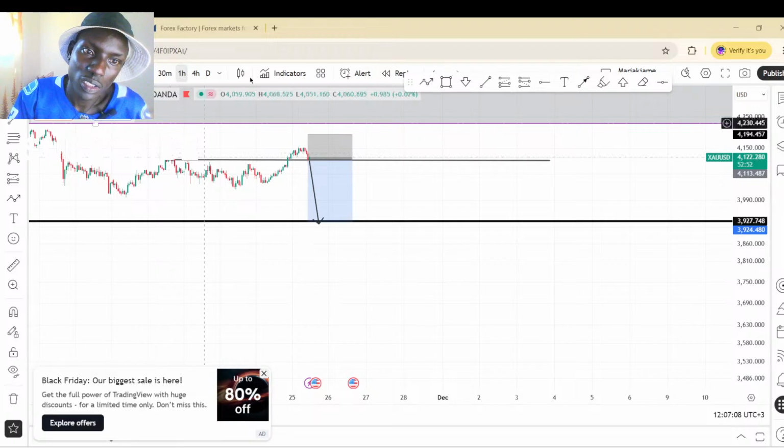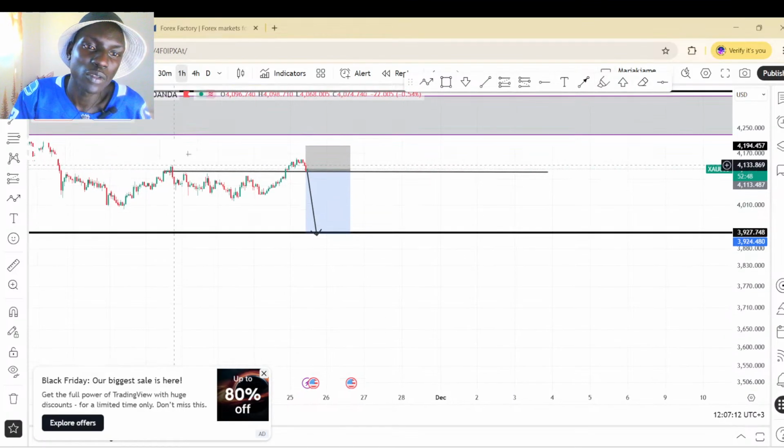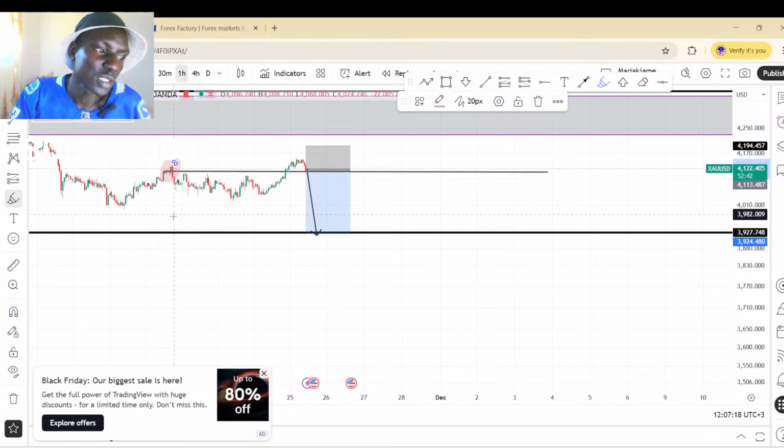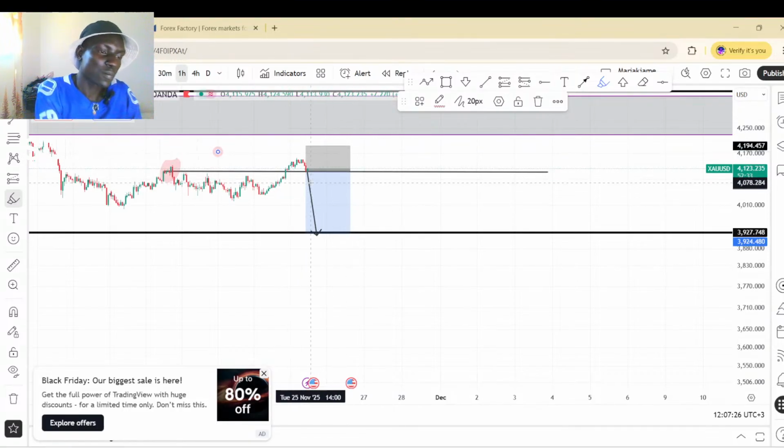So this is another level that we are able to see. This is some other level that we are seeing here. I don't expect it to break above this, which is why I put the stop loss right here. Let's wait for it and we see.